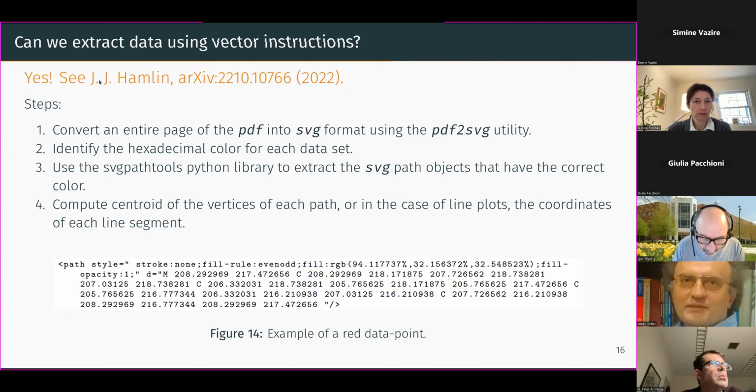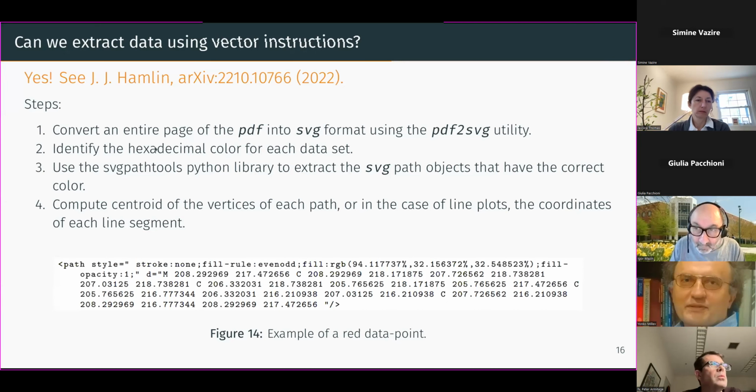So what are the steps? Briefly, you can take the entire page of a PDF and convert it into what's called the SVG format using a utility called PDF to SVG. SVG stands for Scalable Vector Graphics. It's basically an XML file.